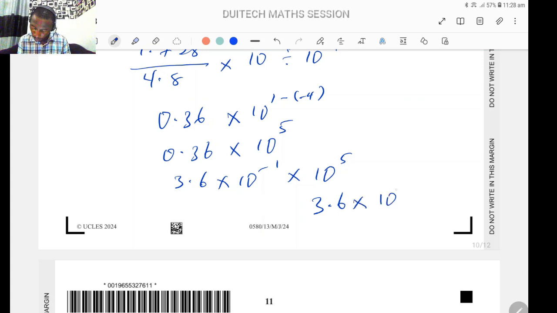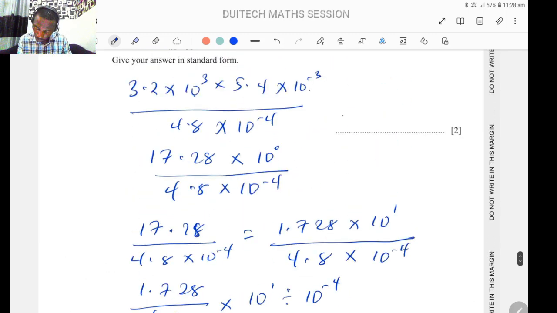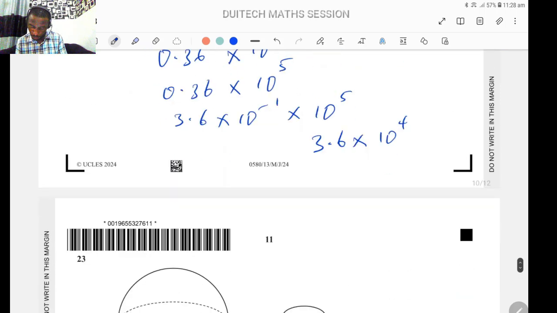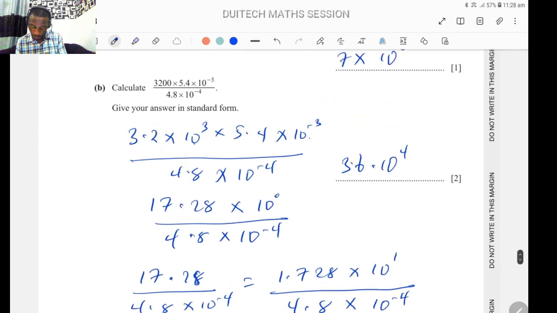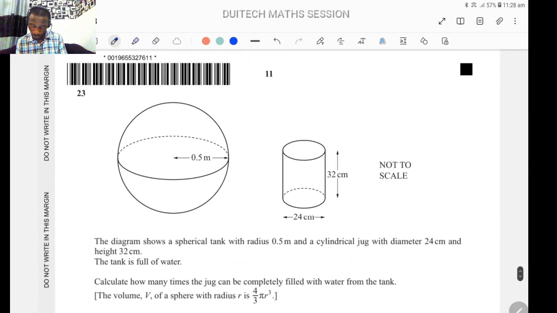So finally, my answer is going to be 3.6 times 10 to the power of minus 1 plus 5, which gives us 4. So my answer should be 3.6 times 10 to the power of 4. That is what your answer must be. Or if you find an easier way you can solve it directly, you can also do that. But this is what I think you should also learn.